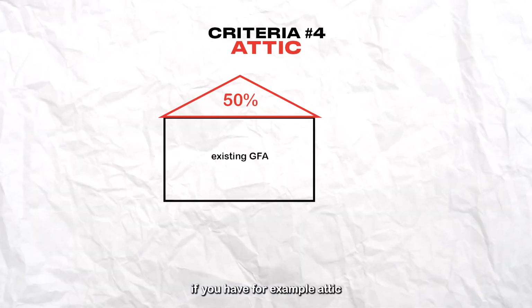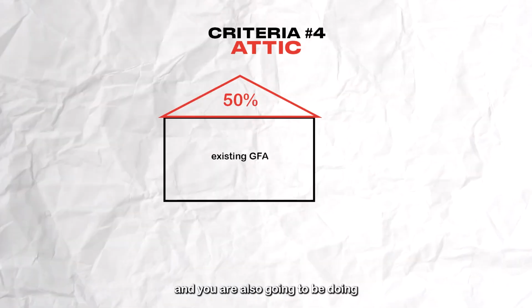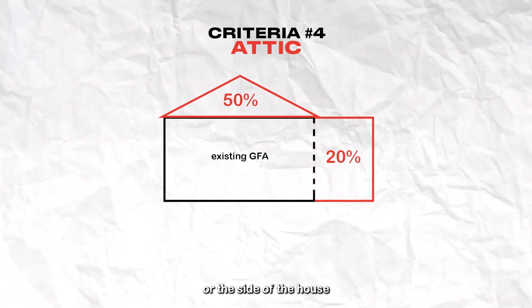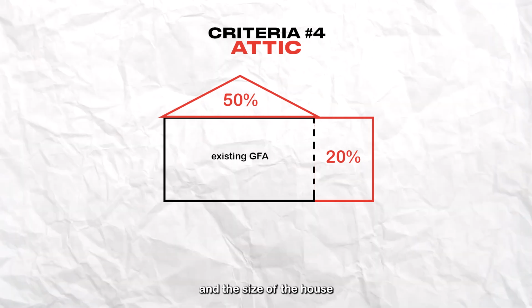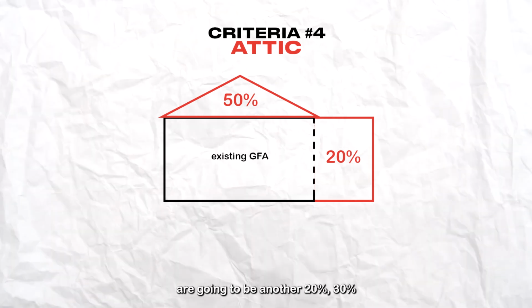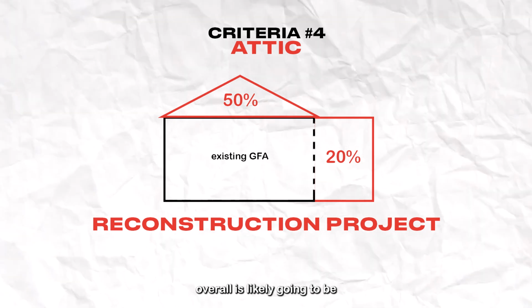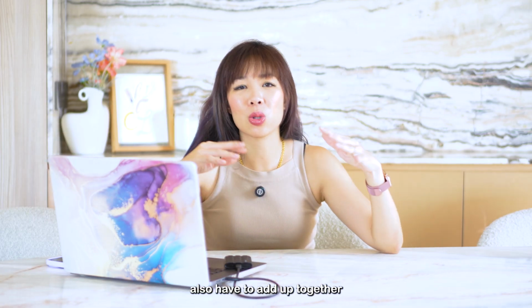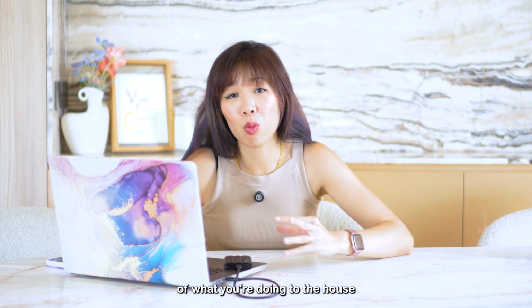If you have, for example, attic, and you are also going to be doing additional works in the rest of the house, let's say the back or the side of the house, attic's already 50%, and the sides of the house are going to be another 20%, 30%, then the whole thing overall is likely going to be a reconstruction project. These particular factors also have to add up together. It's not just one factor, but you have to add up the totality of what you're doing to the house.